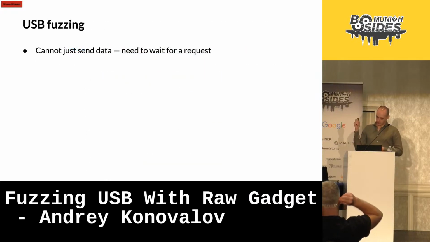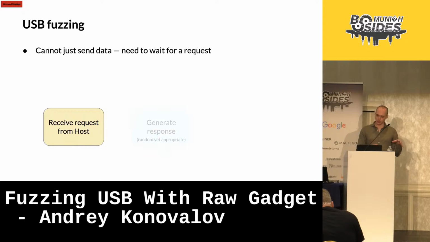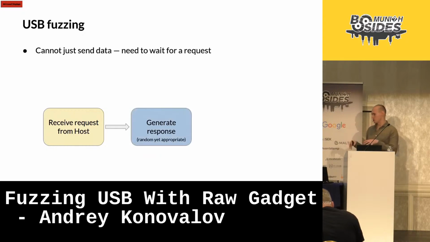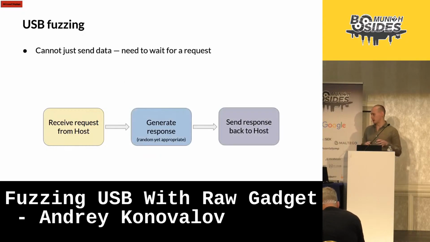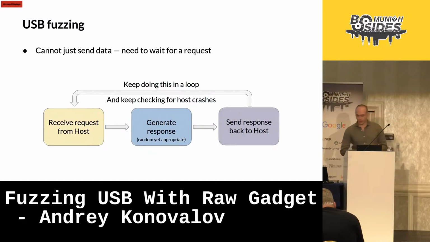All right. So the key part about the protocol is we cannot just send data. The way a USB fuzzer would work is first, it would wait until a request from the host. Then it would generate a response to this request and send a response back, and keep doing this in a loop. The fuzzer also needs to monitor the host for crashes. And if at some point the host crashes, that means we managed to find a bug. This is a high-level overview of how USB fuzzing would work.